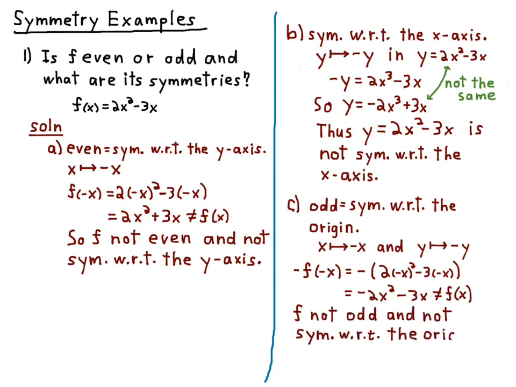So we ended up getting no for all 4 of these. It has none of these 5 symmetries. And, you know, most functions would have none of these 5 symmetries. So that's not that unusual.